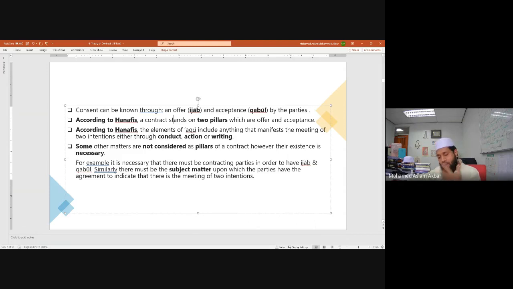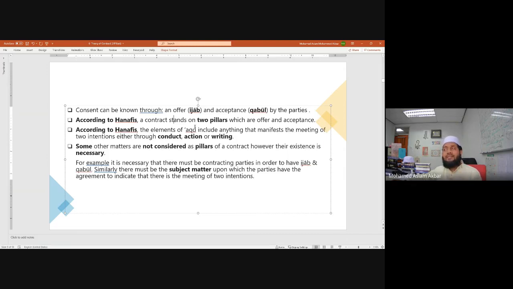How, the way of expression. Who, the parties, the second pillar. What, exactly what you are selling, the product. So these are the three pillars, how, who, what, according to the majority scholars. But as you know, when it comes to fiqh, there is always usul al-fiqh, so different methodology will bring different conclusions. According to the Hanafi, they are slightly different.